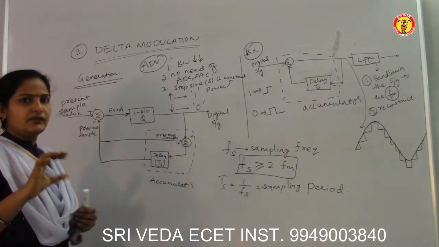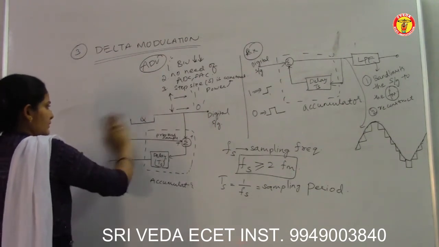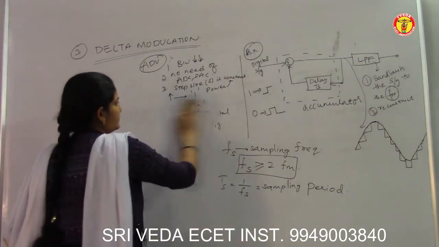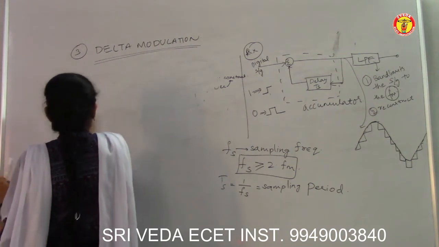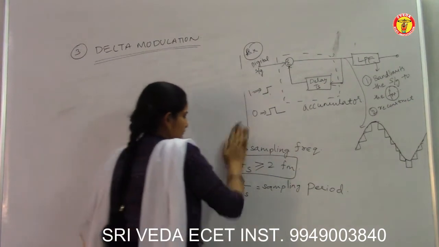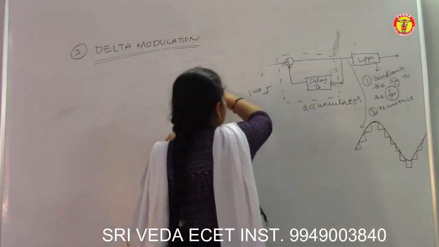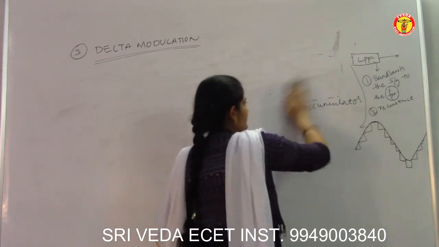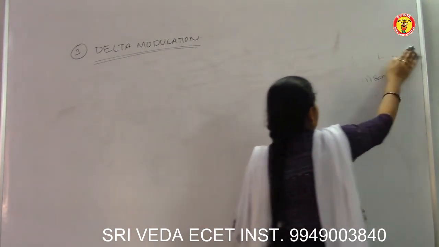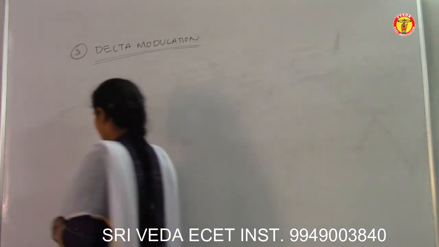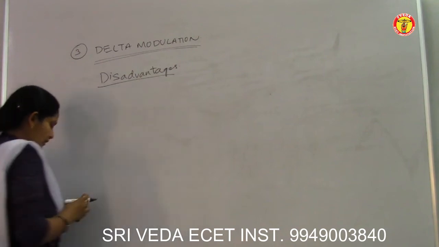Now we will learn the disadvantages of delta modulation. So the next topic is disadvantages of delta modulation. Let us assume a signal.